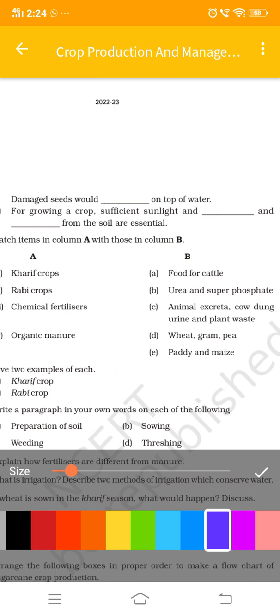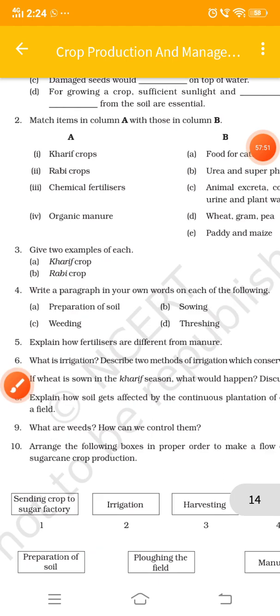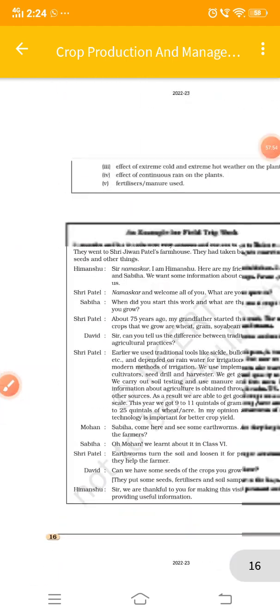Kharif crops are grown in the rainy season. So there is paddy and maize, because paddy is grown in the rainy season. Rabi: wheat, gram, pea. Chemical fertilizers: urea, super phosphate. Organic manure is animal excreta, cow dung, urine and plant waste. And what is next? Give 2 examples of each. Kharif, done. Done. And give 2 examples of this, you can do this on your own.